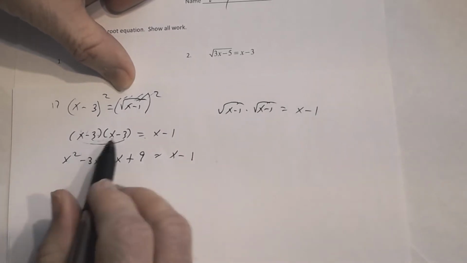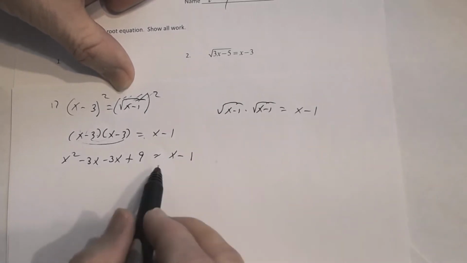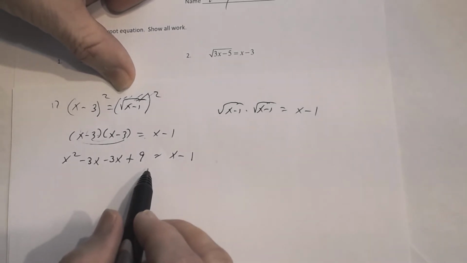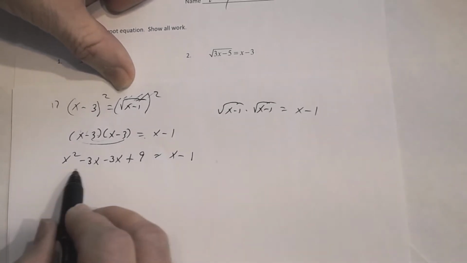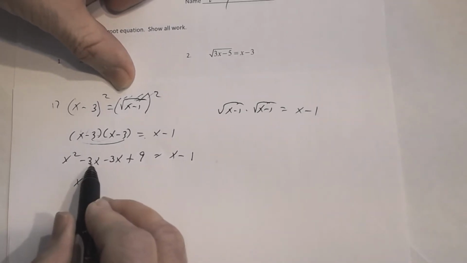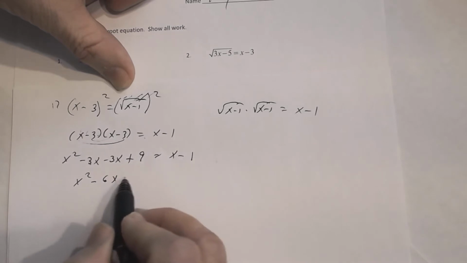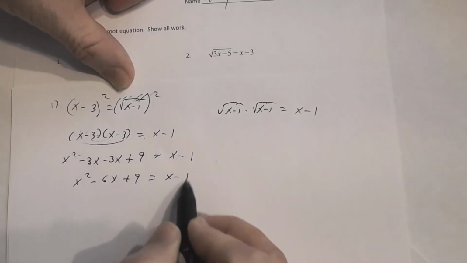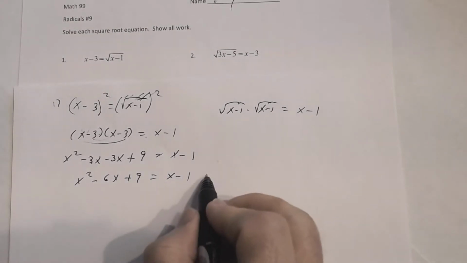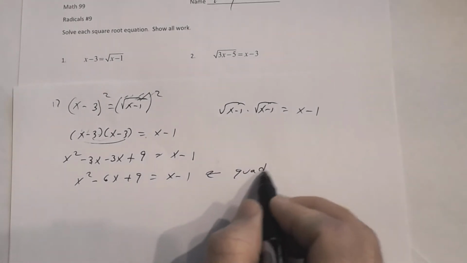So notice when I FOIL this, I ended up with a quadratic equation. See, this is quadratic. It is not linear. It is quadratic. Okay? So let's combine like terms on the left. So I get x squared, negative 3x and negative 3x is negative 6x, plus 9 equals x minus 1. Now, we've got to solve this quadratic equation. Notice this is quadratic now. That's a quadratic equation.